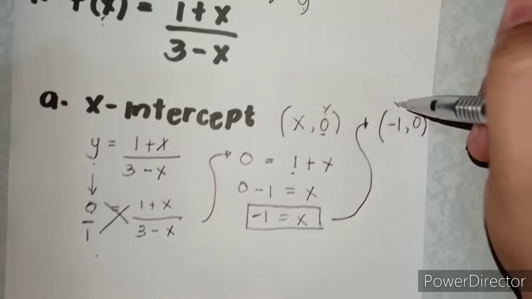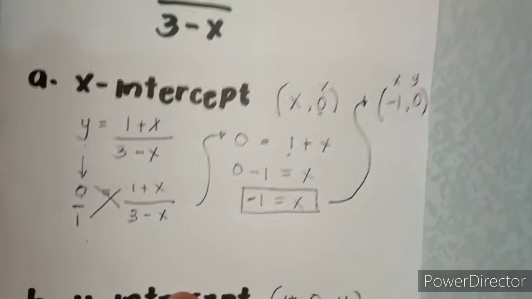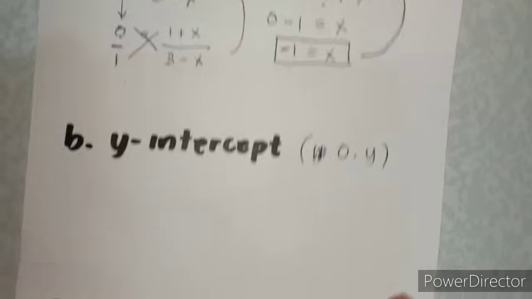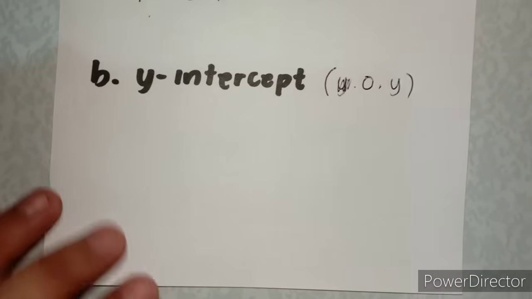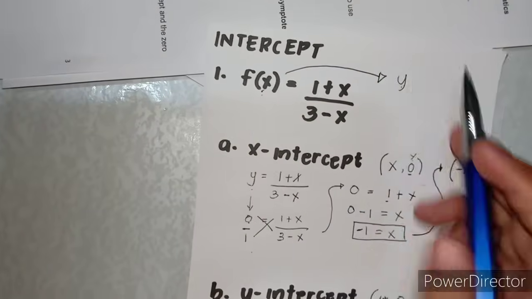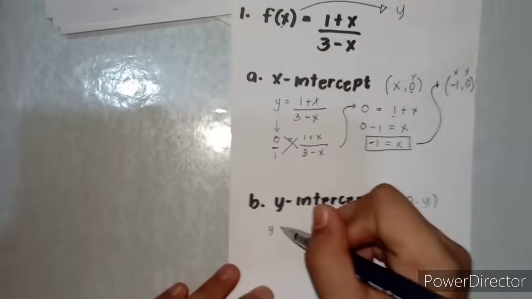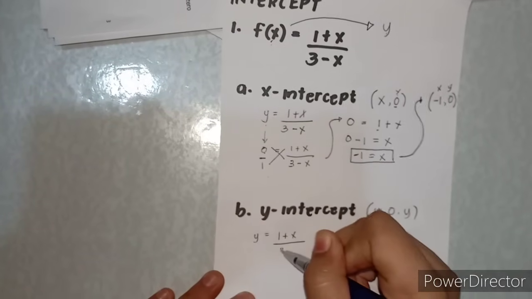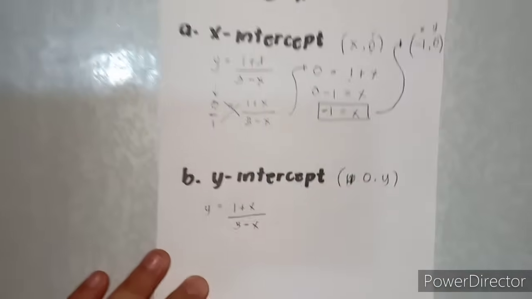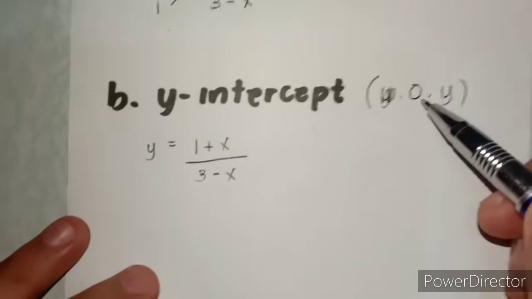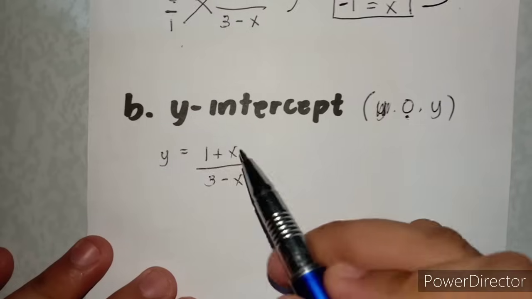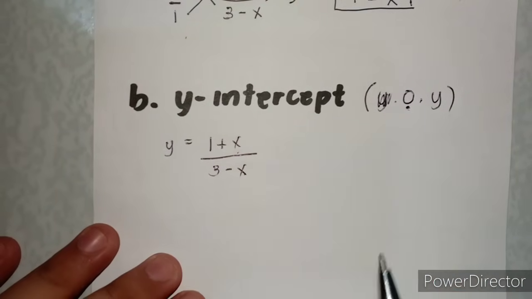So here is our x and here is our y. But that is the x-intercept. How about the y-intercept? Again, as I said earlier, let's just copy this: f of x is equal to y. So, copy. y is equal to 1 plus x all over 3 minus x. This time, x is equal to 0, so we replace all x with 0.